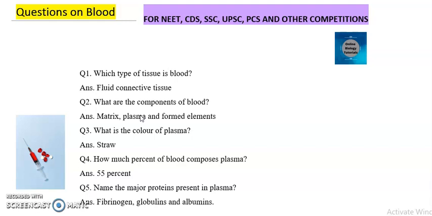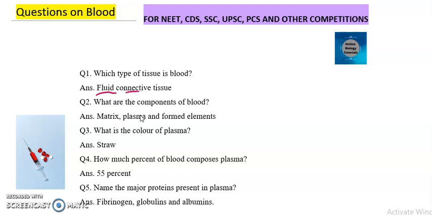We are starting the video with question number 1, and it is asking us which type of tissue is blood. So blood falls in the category of fluid connective tissue because blood is fluid in nature. Question number 2 is asking what are the components of blood. So the right answer is matrix, plasma and the formed elements.